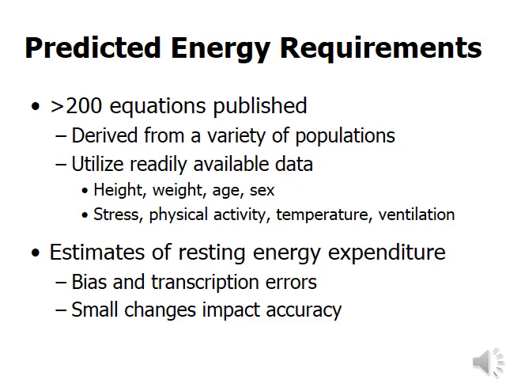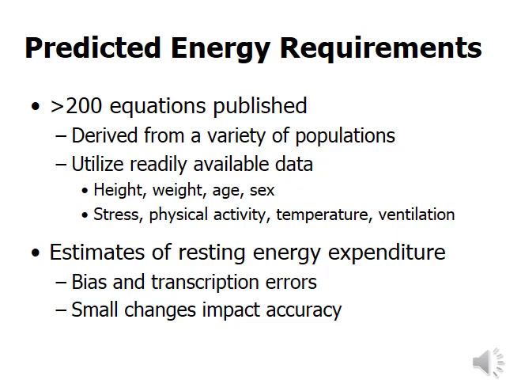Predictive equations are the most common method for determining energy requirements. There may be as many as 200 variations of equations in use, each of which was derived from a very specific population. These equations use readily available data such as anthropometrics, age, sex, as well as stress and activity factors, temperature, and measures of ventilation. There are a large and varying number of factors that limit generalizability of each one of these equations.